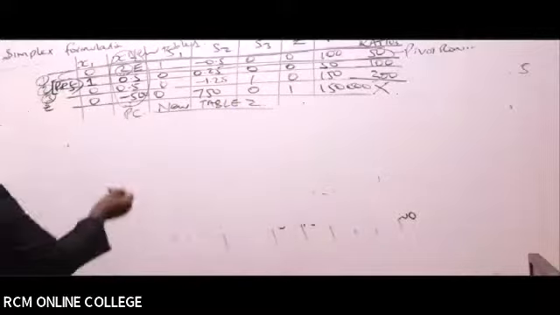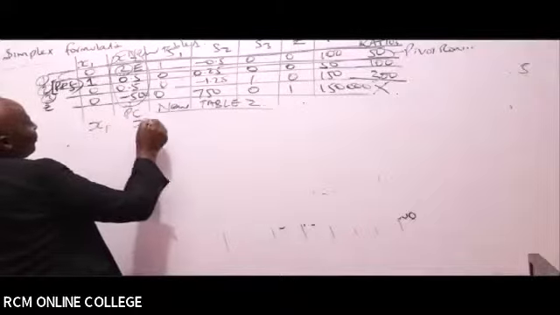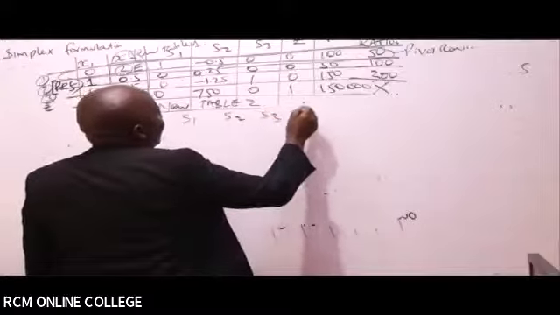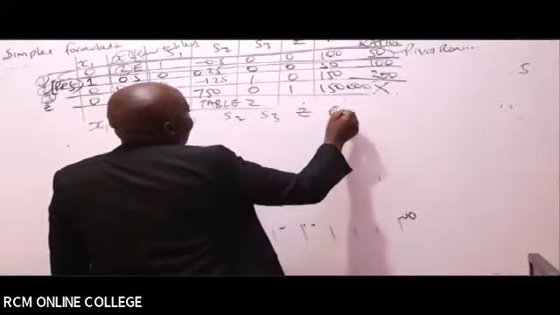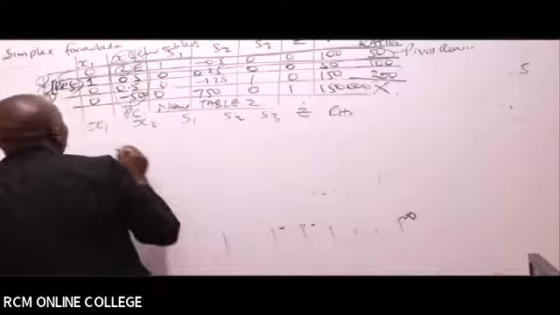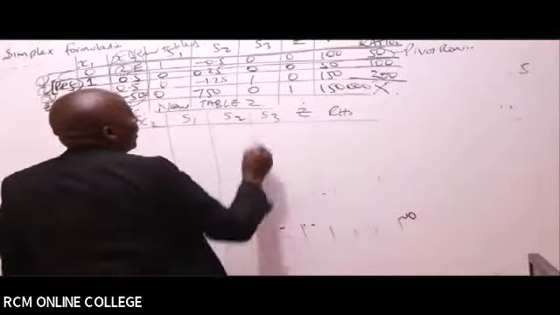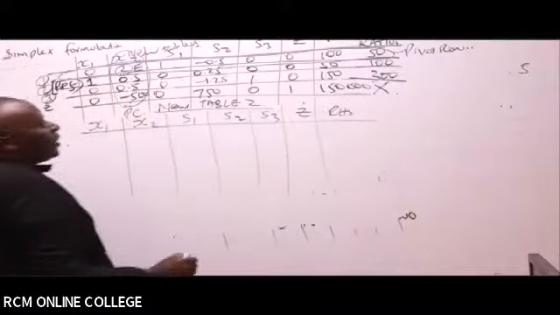So new table 2. So we have x1, x2, s1, s2, s3, z. Then we have right-hand side values.